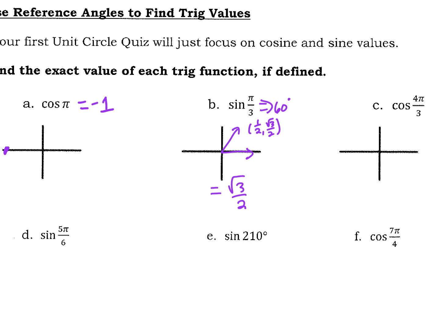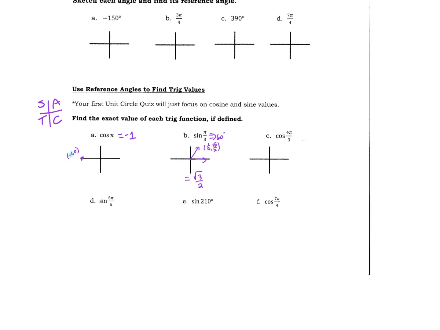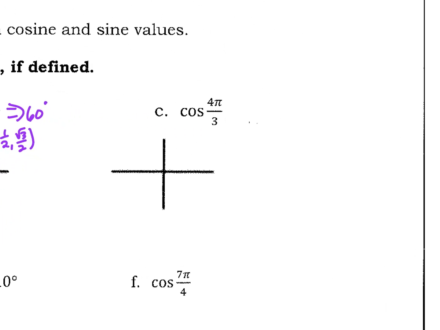Let's talk about these others, though, because these are going to use a little bit more of what I was just referring to, using the mnemonic device, the ASTC, and also knowing what we know about our reference angles. So cosine of 4 pi over 3. You may or may not even be able to think about where that is. That is equivalent to 240 degrees, so it would be about right here. But what I'm going to focus on is the fact that I'm seeing that it's something pi over 3. So I know it's a 60-degree reference angle.